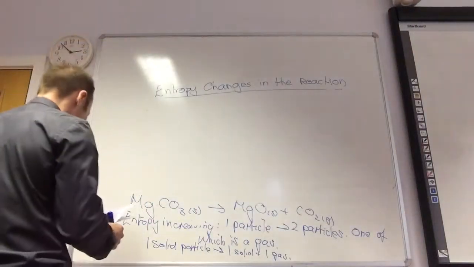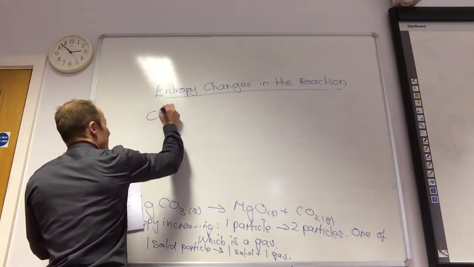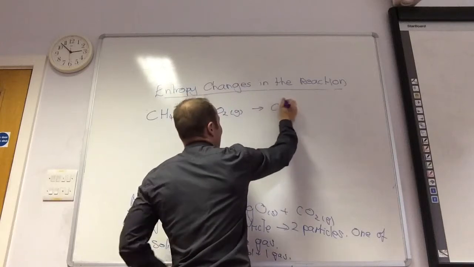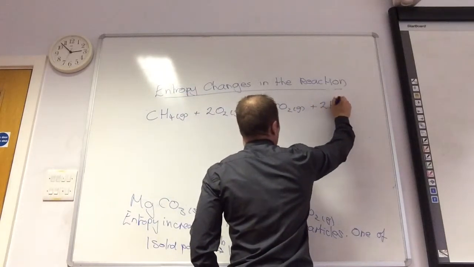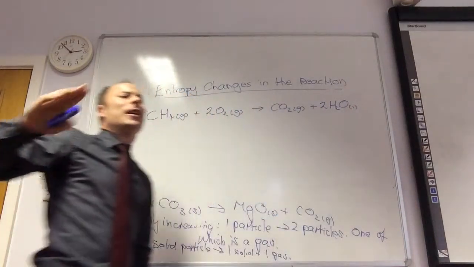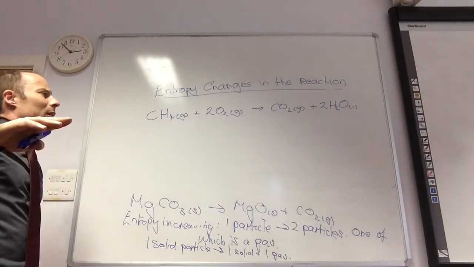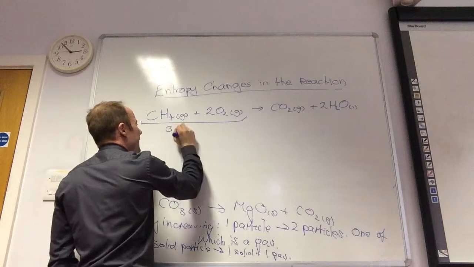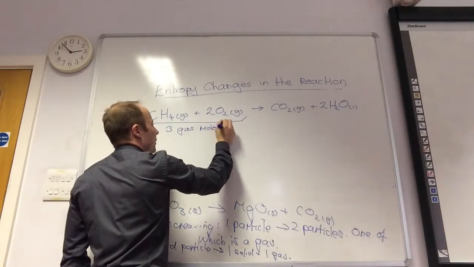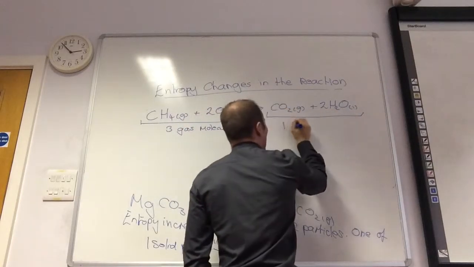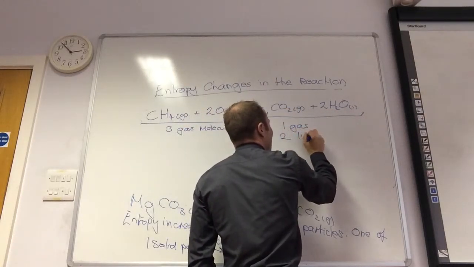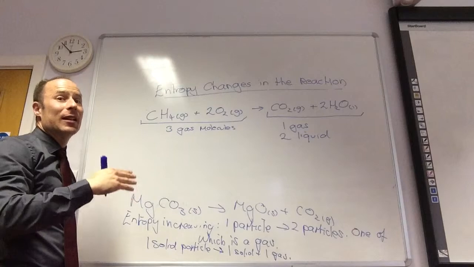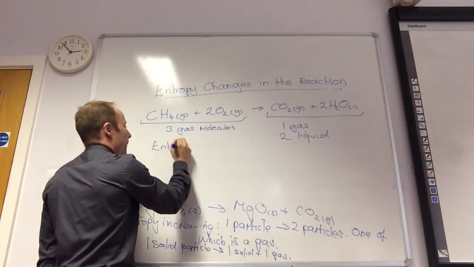Example number 2, let's go back to do this one here. CH4 as a gas plus 2O2 as a gas goes to CO2 gas plus 2 H2O liquid. Is the entropy increasing or decreasing? Decreasing. Let's have a look. On this side, I have 3 gas molecules. On this side, I have 1 gas and 2 liquid molecules. So my entropy for this reaction is decreasing. Liquid is less than gas, right?